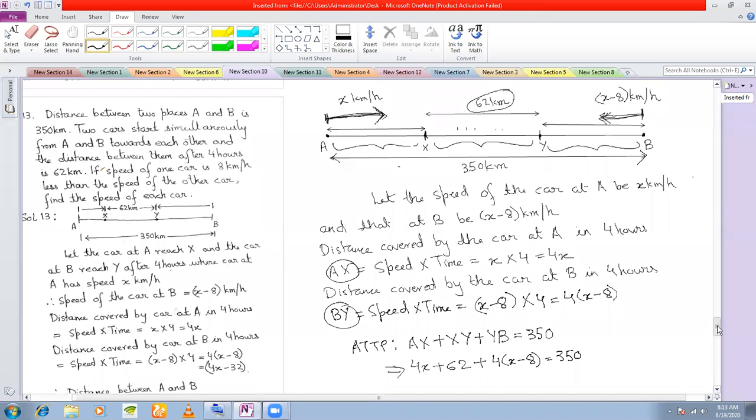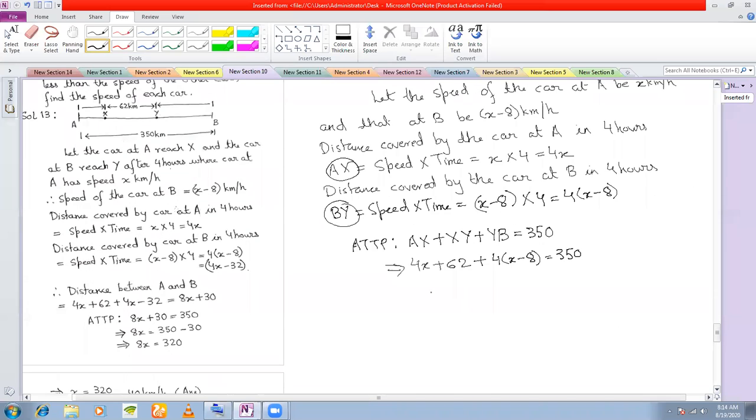Any questions till this step, till this part? No, sir.